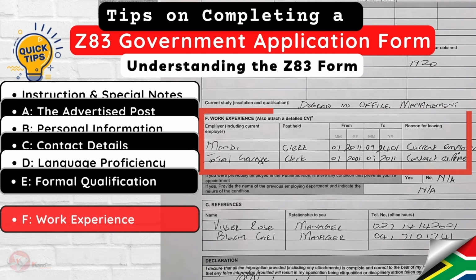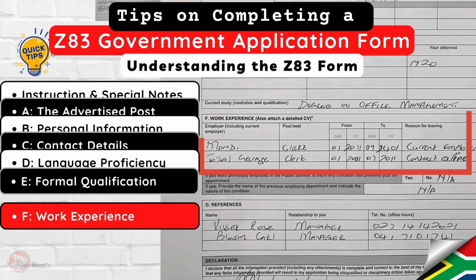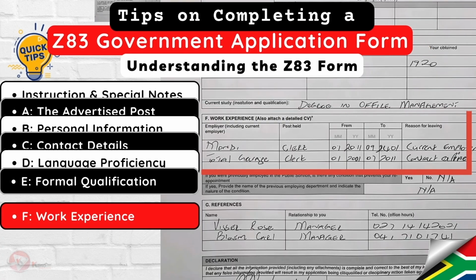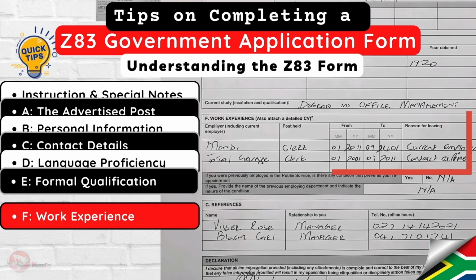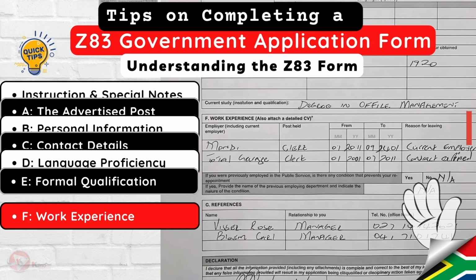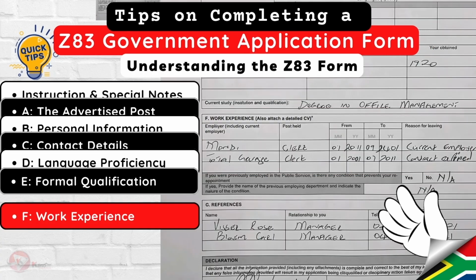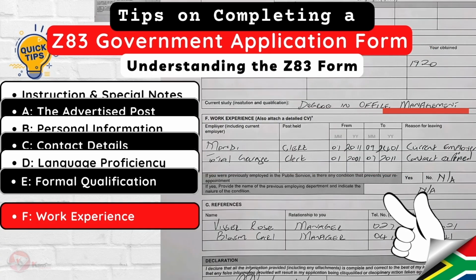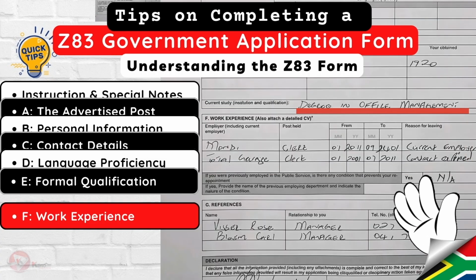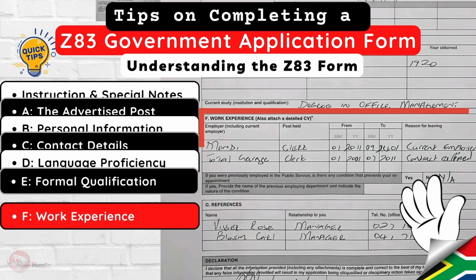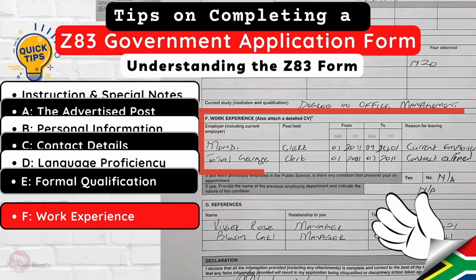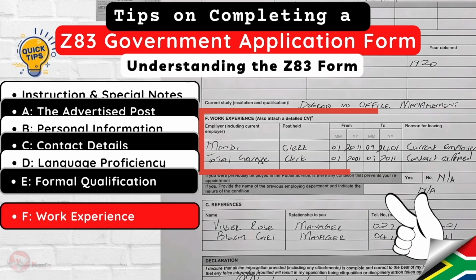The form also includes Section F, which focuses on your work experience. In this section, you'll need to provide details of your employment history, starting with your most recent position, or the role most relevant to the job you're applying for. There is also a part that asks about any conditions that may prevent reappointment to the public service. If you are currently employed in the public service, you do not need to complete this part. It is only applicable to individuals who are seeking to return to the public service.